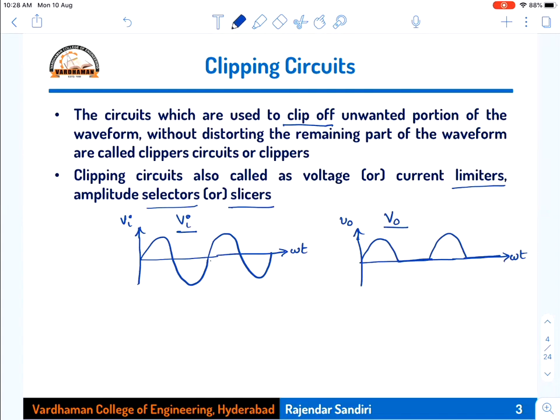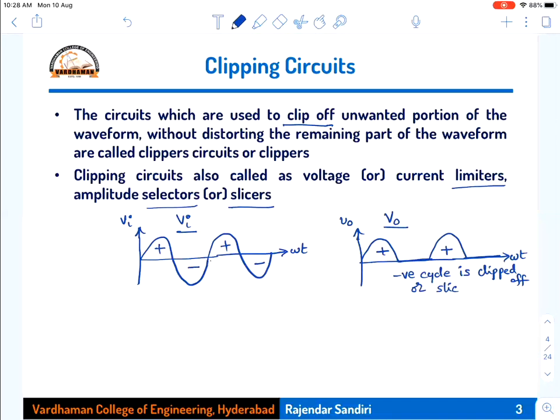So in clipping, which portion of the input waveform is clipped off? The negative portion of the input waveform is clipped off, so it is called a negative clipper. The input has both the positive cycle and the negative cycle, but the output has only positive cycles. So the negative cycle is clipped off or sliced.